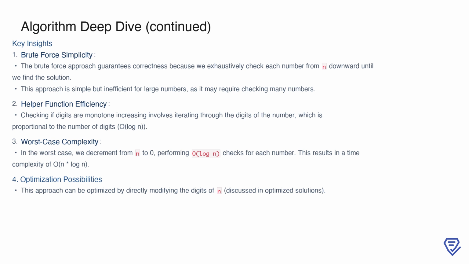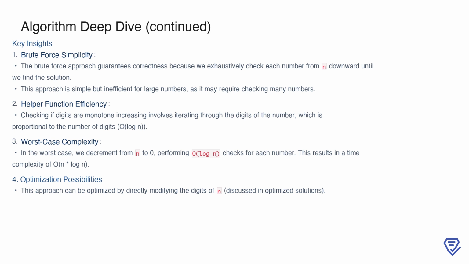This makes it a reliable method, albeit inefficient for large numbers. The simplicity lies in the fact that we are directly checking each number, and the helper function ensures the correctness of our monotone increasing condition. Speaking of efficiency, the helper function processes the digits of a number in a time proportional to the number of digits, which gives it a complexity of O(log n).